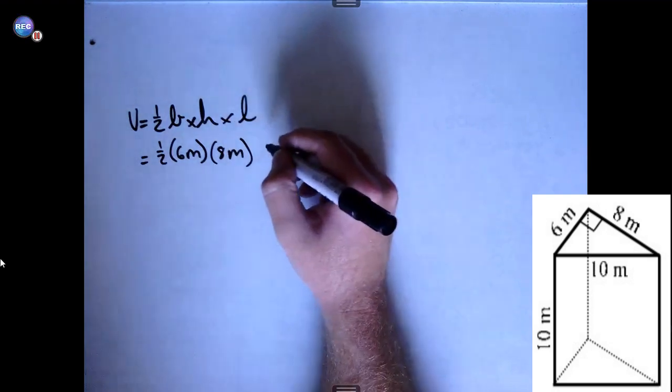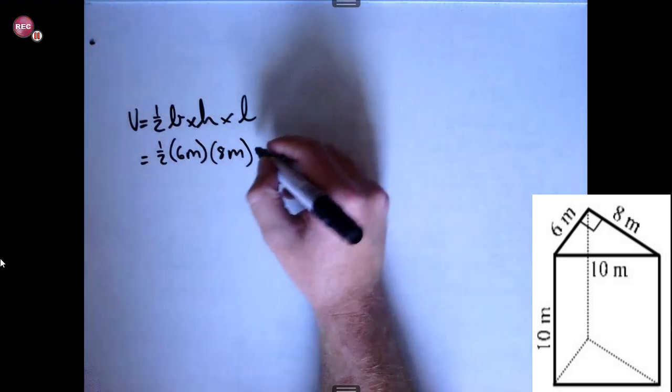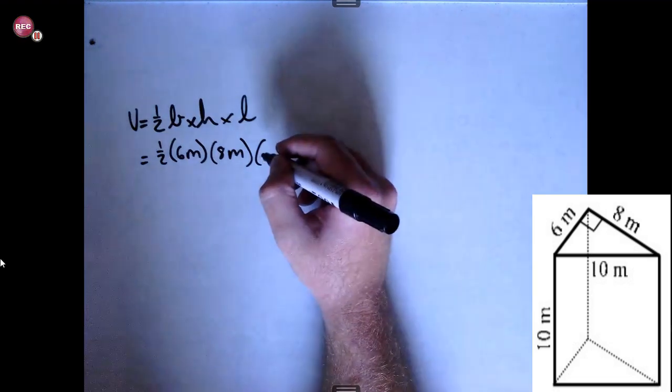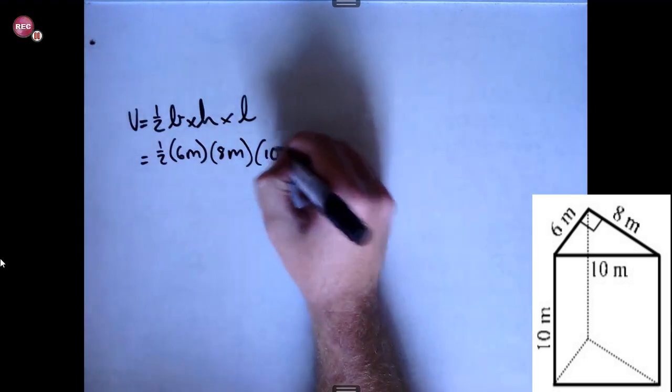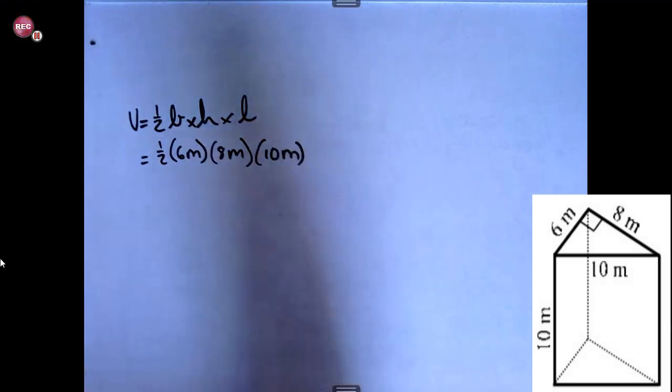And the length of the prism is the length from top to bottom. Okay, so multiplied by the length of that, and that would be 10 meters. Not the hypotenuse, the length from top to bottom.